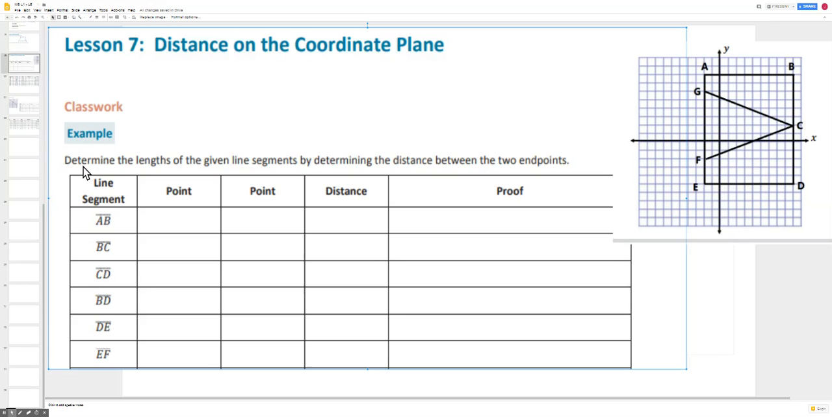All right, so let's go ahead and look at what's going on here. Determine the length of the given line segment by determining the distance between the 2 points. Here we have line segment AB, BC, and so forth. And we have one point, a second point, the distance, and then the proof for how we came up with it. So line segment AB starts with A up here and goes across to B. So this is line segment AB.